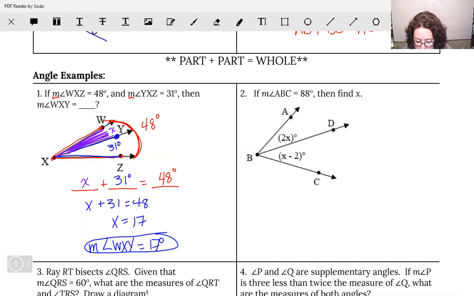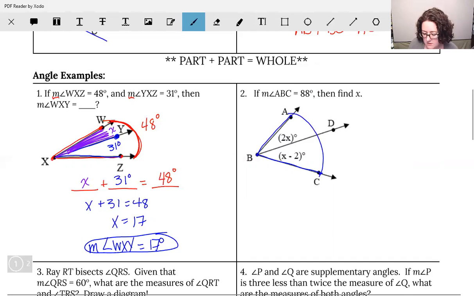So let's look at another one. So number 2, if the measure of angle ABC is 88 degrees. Okay, so A, B, C, the whole angle is 88 degrees, not just one piece, both parts together.